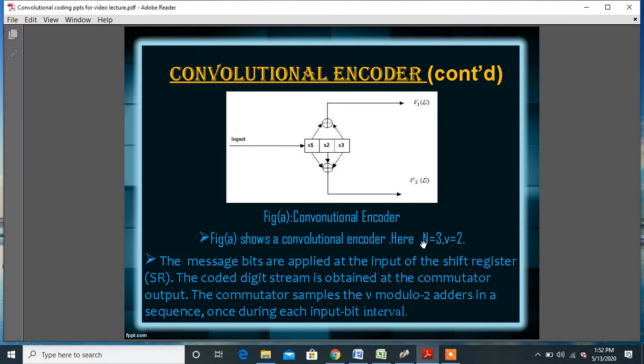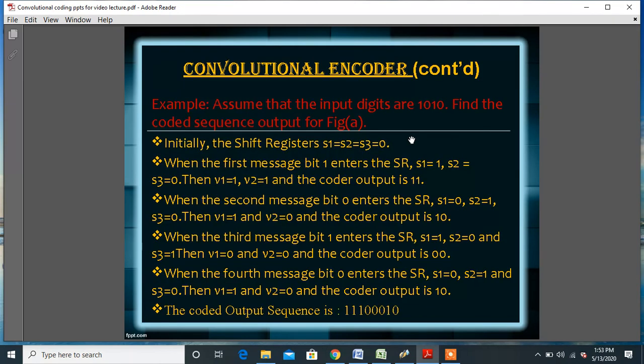Is it clear? So here n equals 3, the number of shift registers, and v equals 2, the number of modulo-2 adders used. The message bits are applied at the input of the shift register SR. The coded digit stream is obtained at the commutator output. The commutator samples the v modulo-2 adders in sequence once during each input bit interval. Is it clear to you? This is a basic convolutional encoder. Generally, this kind of encoder will be given to you in the question, and then you have to encode the output data bits.